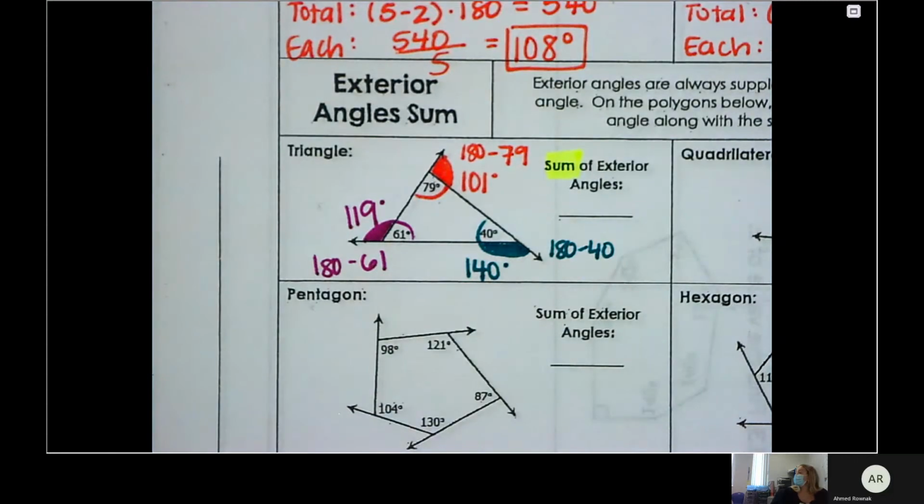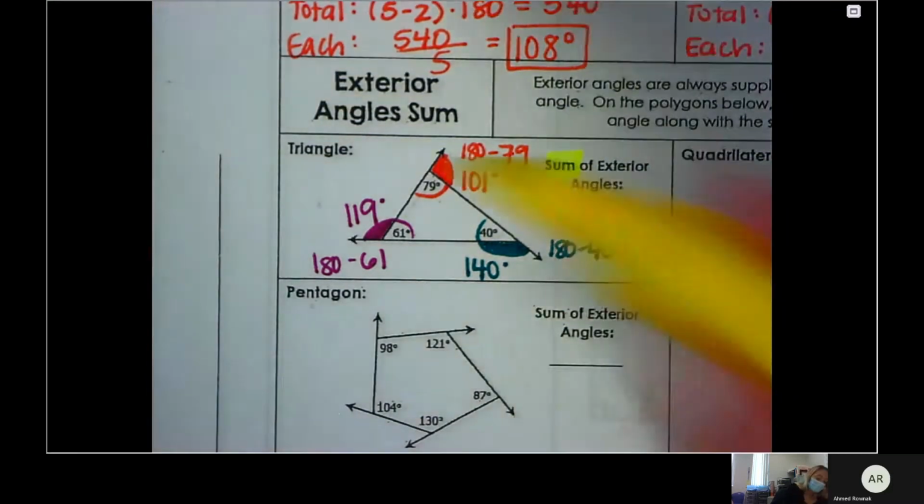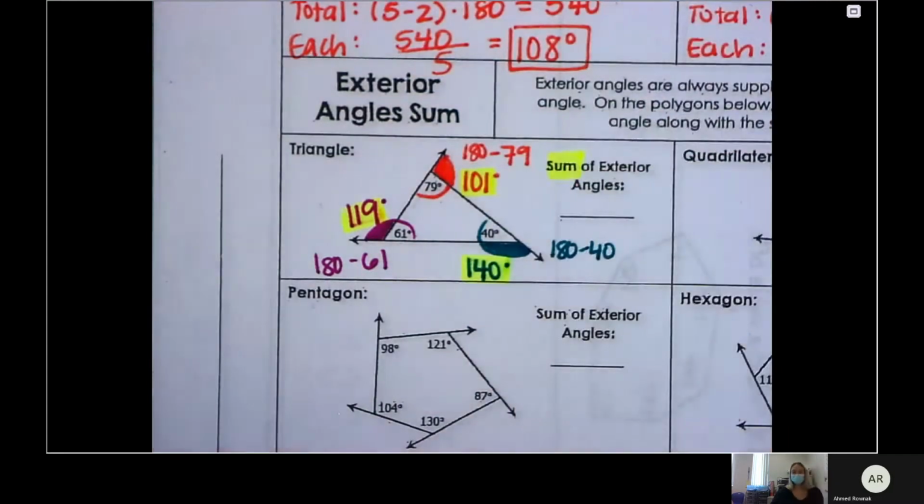Okay, so now the last step is the sum of the exterior angles. What does sum mean I'm doing? Adding together. So you are going to add together all of your exterior angles. So you're going to add together 119, 101, and 140. What do you get when you add them all together? You tell me. You can add. I believe in you. 360 degrees.